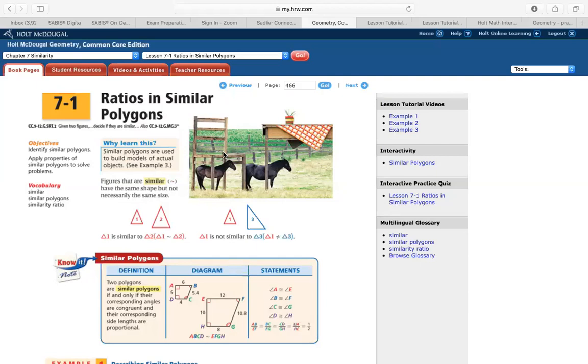Like triangles, squares, trapezoids, parallelograms, and so on. So a polygon is any closed shape that has at least 3 sides. Then similar means like each other. So now we almost know the meaning of the title, ratios in similar polygons. Ratios, you're going to learn its meaning later.